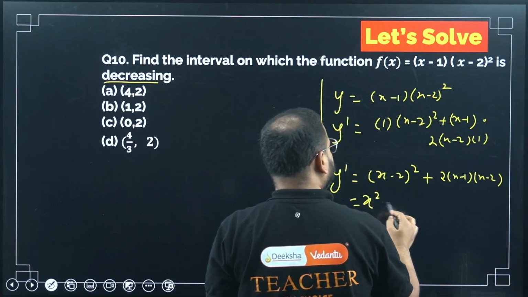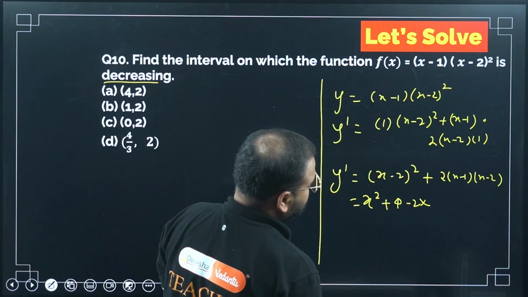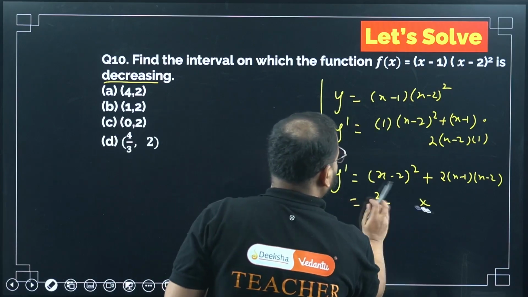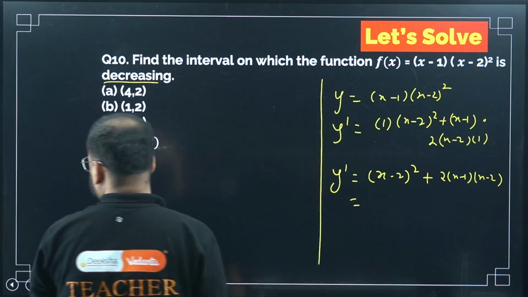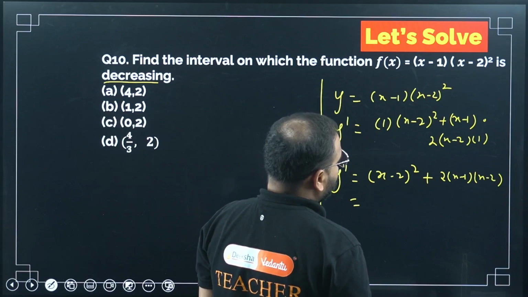x square plus 4 minus 2x. Why am I doing the expansion? I don't have to, right? I can take common, no? I'm trying to factorize it. Yes, I can take common. If I take common, I'll get the same answer, but something else will come.